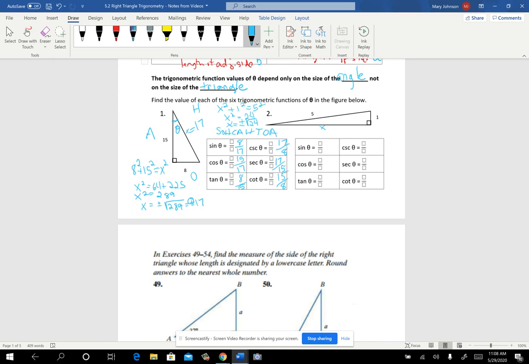So you have a little work to do simplifying that. 24 is 2 times 2 times 6. So 24 can be simplified into 2 square root of 6. Okay. So it's plus or minus 2 square root of 6. And we're looking at the lengths of triangles, so it has to be the positive one.